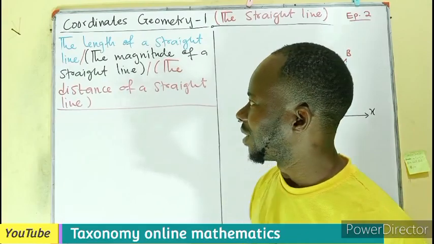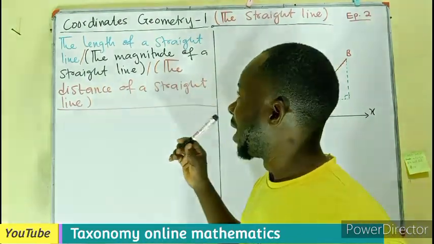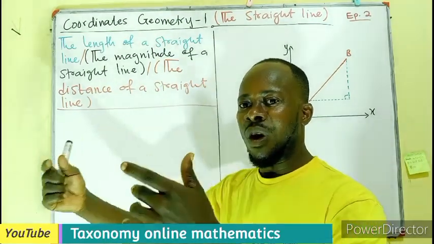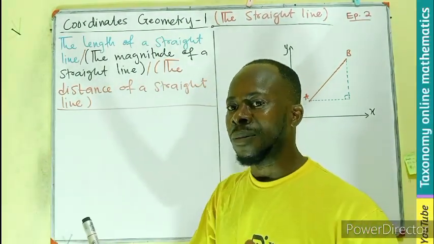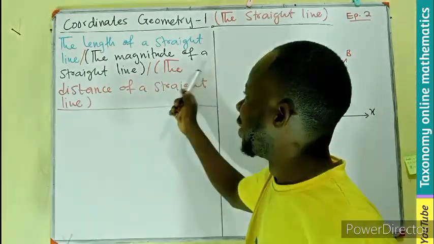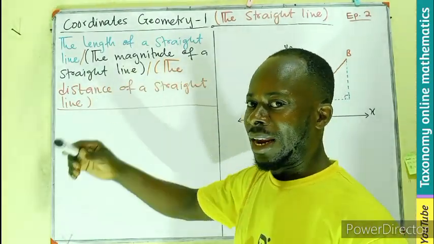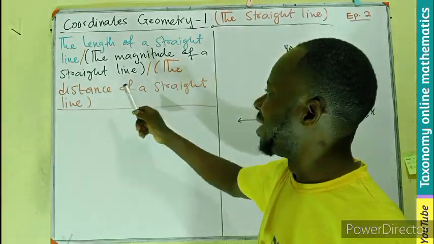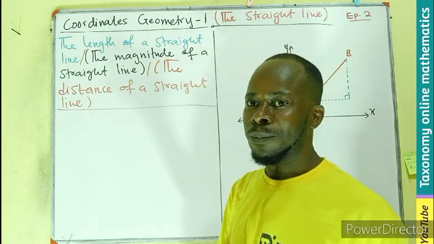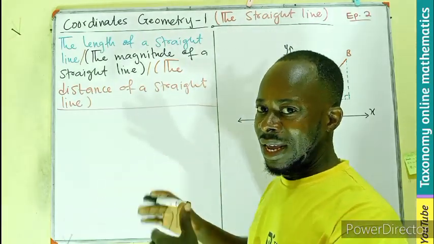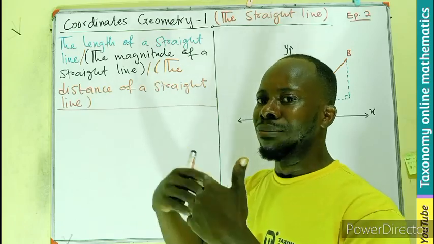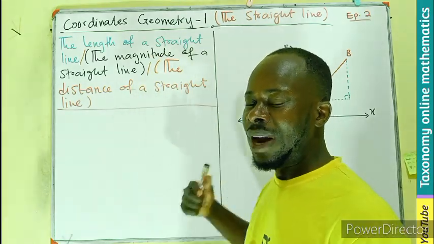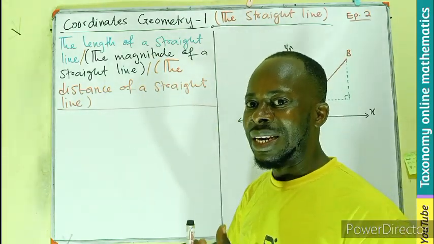In this episode, we are taking another subtopic, the length of a straight line. So the question could be asked: find the length of the line joining the points A and B, or find the magnitude of the straight line. Find the magnitude of the line AB, or find the distance of the straight line. I'm only giving you three wordings, or even four: find the modulus of a line. The moment they mention any of this, we'll be referring to the same concept that I'll be developing, the distance.